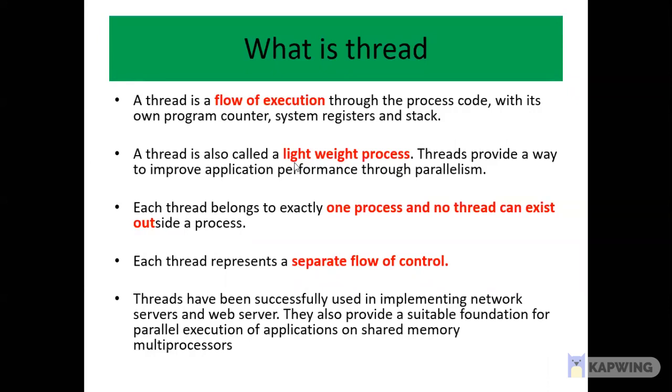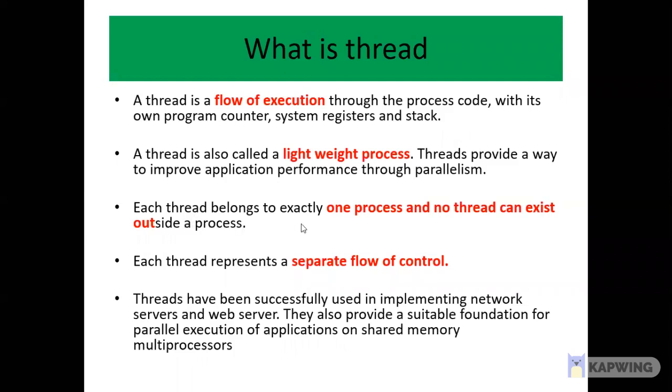Second, a thread is also called a lightweight process, while a process is a heavyweight process. Thread is lightweight, process is heavyweight. Threads provide a way to improve application performance through parallelism, that is, simultaneous execution, which is called multi-threading. It means concurrent or parallel execution of threads is possible, so that will improve the application performance.